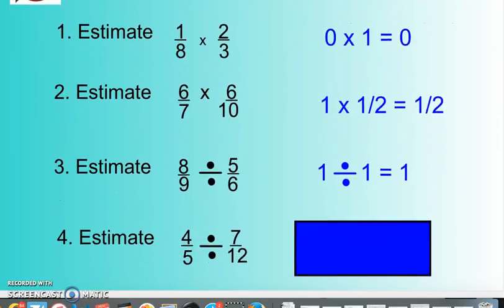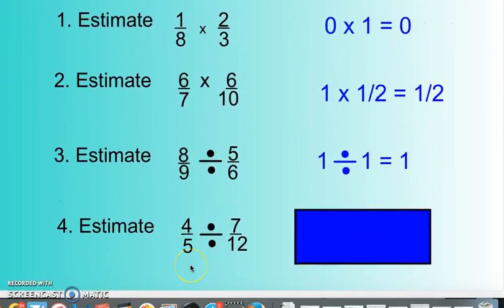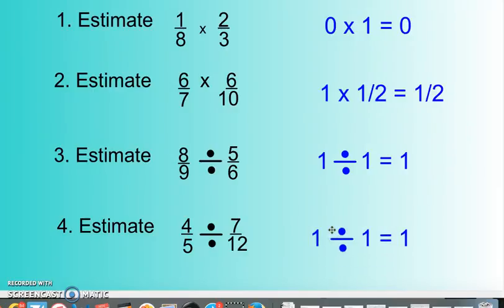Let's try another division problem. How about 4/5? I would say that's about 1. How about 7/12? I would say about 1/2. And so 1 divided by 1/2 is 2.